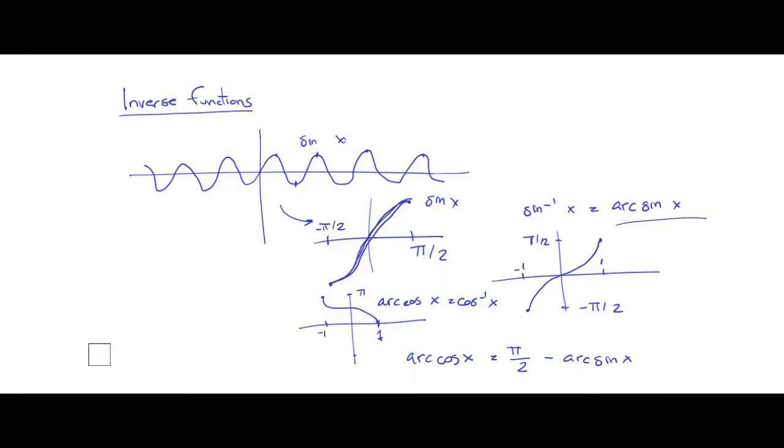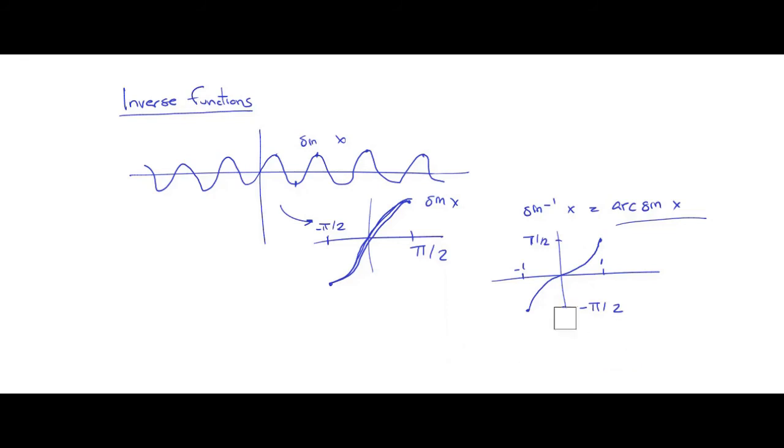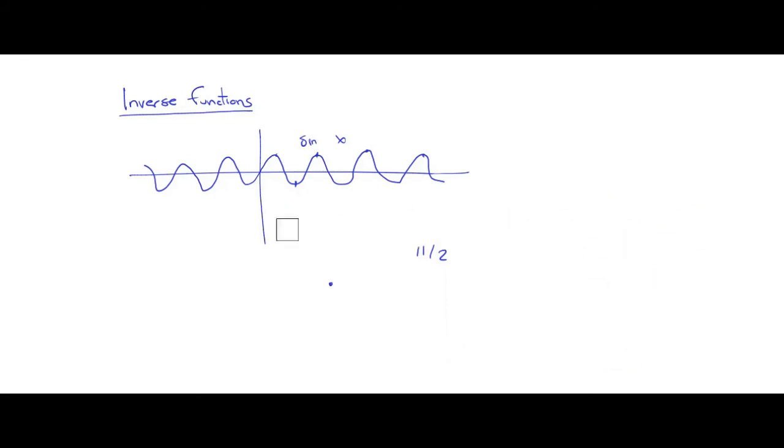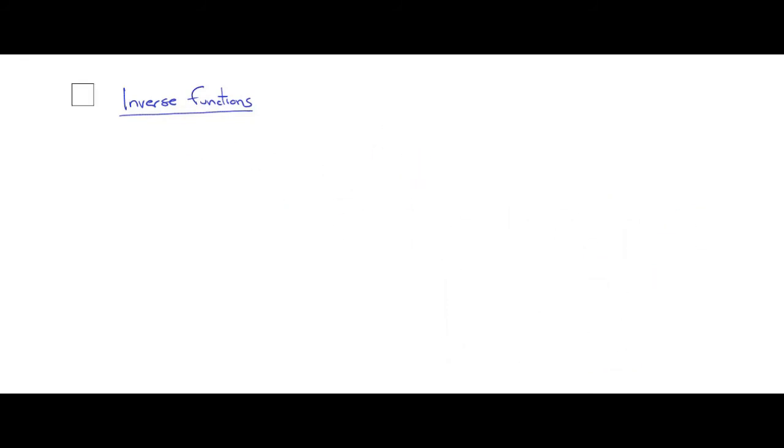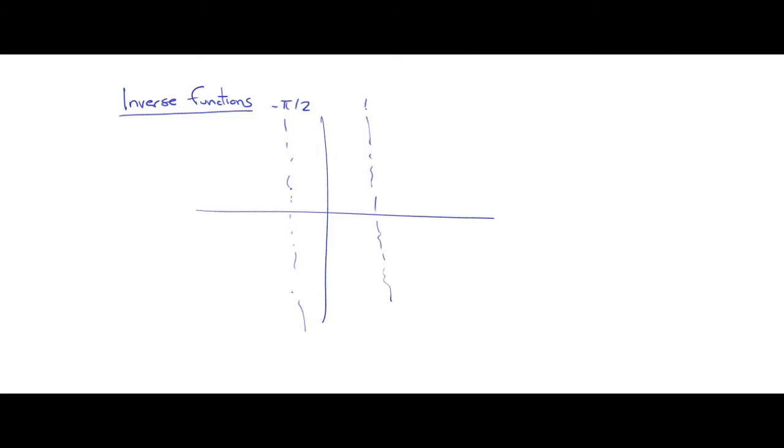And finally, you can do the same with the tangent. Remember that the tangent is this function where, if this is minus pi over 2 and this is plus pi over 2, then the tangent of x goes like this. It goes from minus infinity, goes to 0, and then goes up like this.